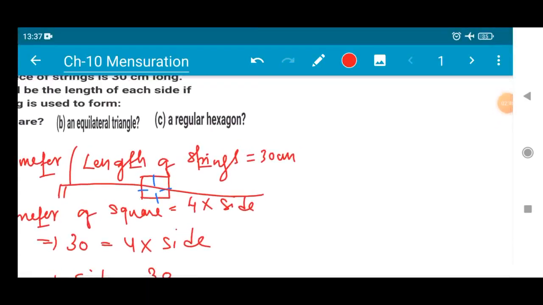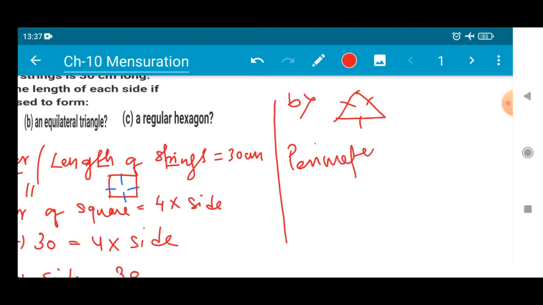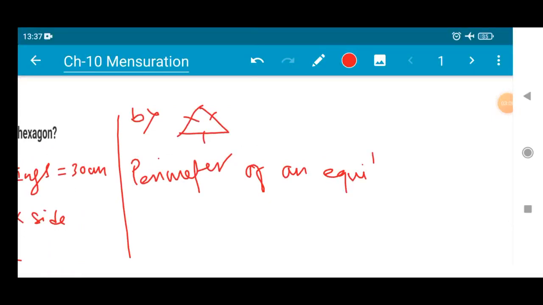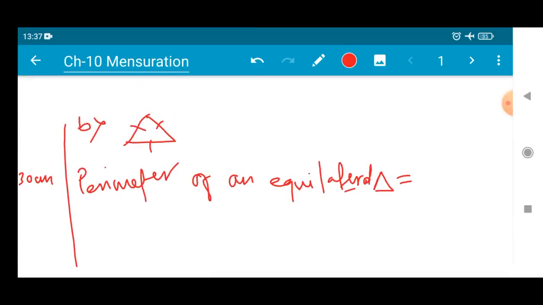So we already know that in an equilateral triangle, let us go for the next one. The formula for the perimeter of an equilateral triangle is 3 into side, because in an equilateral triangle all the 3 sides are equal. Now we don't know what is the side, but we know the total length used to make this equilateral triangle. So perimeter of an equilateral triangle is equal to 3 into side, because all the 3 sides are same. So we can write 3 into side.